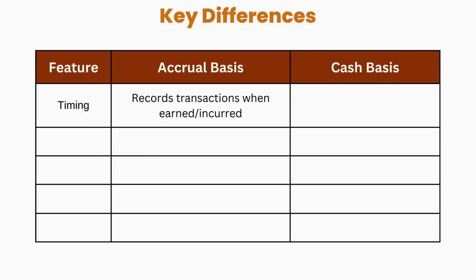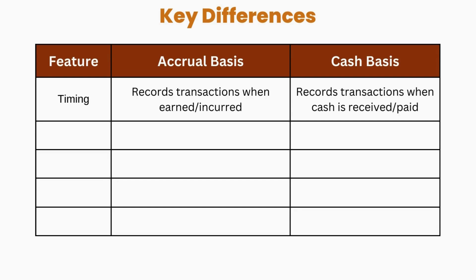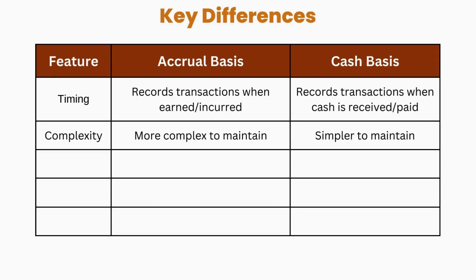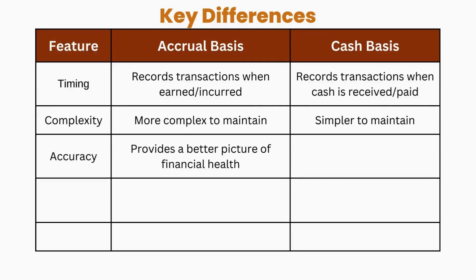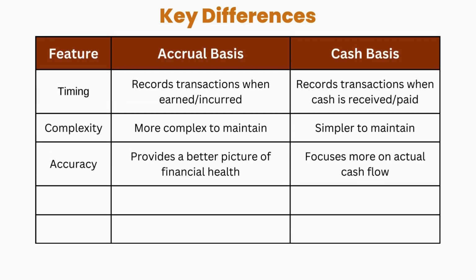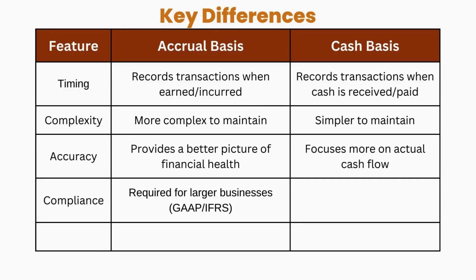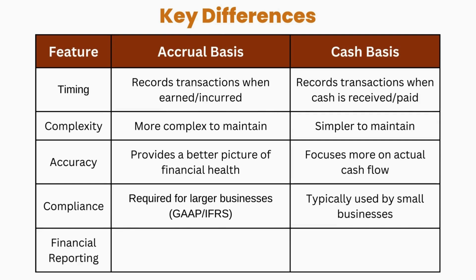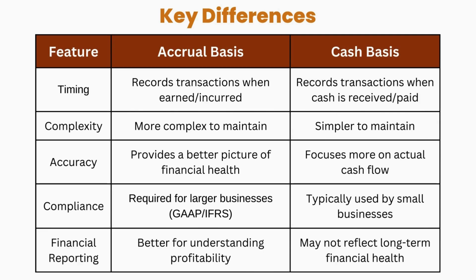Timing: accrual records transactions when earned or incurred; cash records transactions when cash is received or paid. Complexity: accrual is more complex to maintain; cash is simpler to maintain. Accuracy: accrual provides a better picture of financial health; cash focuses more on actual cash flow. Compliance: accrual is required for larger businesses under GAAP/IFRS; cash is typically used by small businesses. Financial reporting: accrual is better for understanding profitability; cash may not reflect long-term financial health.